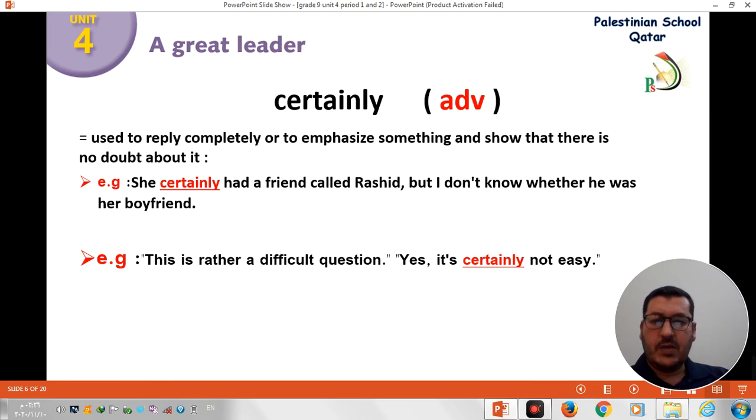Okay, next we have certainly, adverb, used to reply completely or to emphasize something and show that there is no doubt about it. For example, she certainly had a friend called Rashid, but I don't know whether he was her boyfriend. And the other example, this is rather a difficult question. Yes, it's certainly not easy.